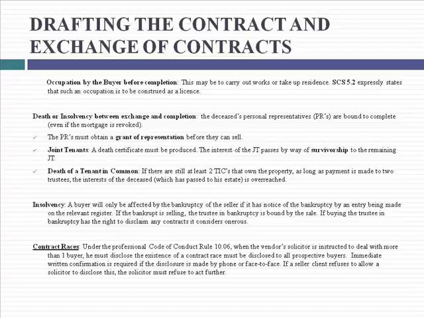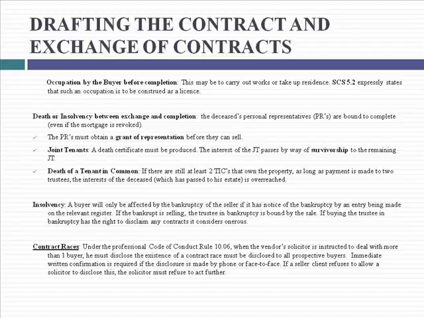Insolvency. A buyer will only be affected by the bankruptcy of the seller if it has notice of the bankruptcy by an entry being made on the relevant register. If the bankrupt is selling, the trustee in bankruptcy is bound by the sale. If buying, the trustee in bankruptcy has the right to disclaim any contracts it considers onerous.